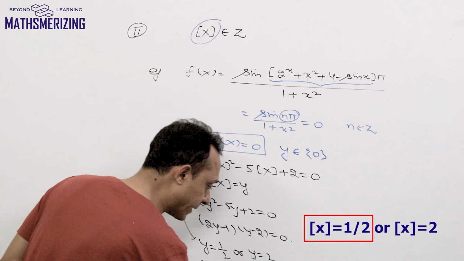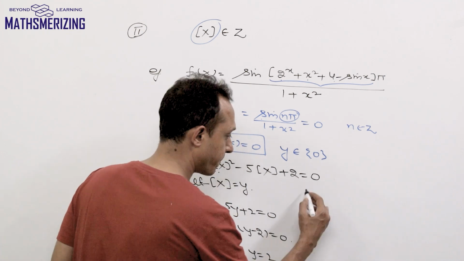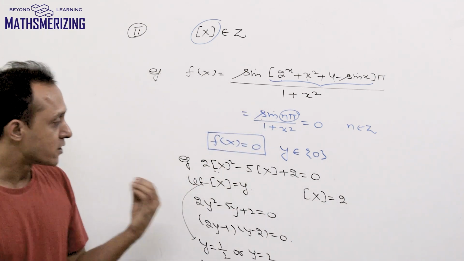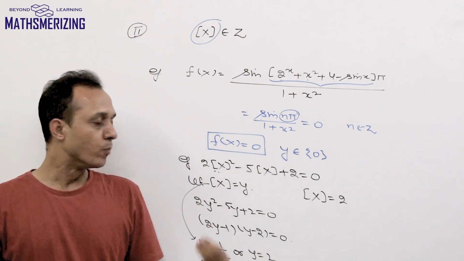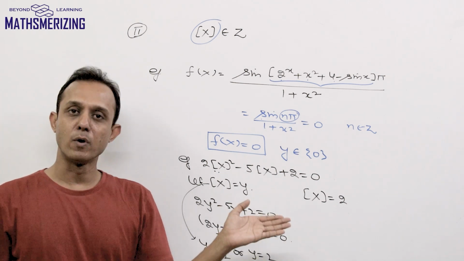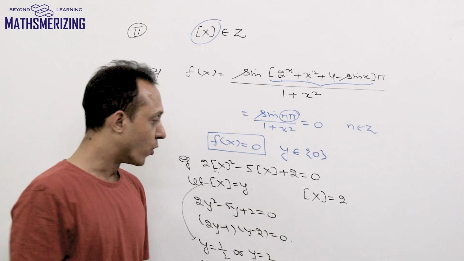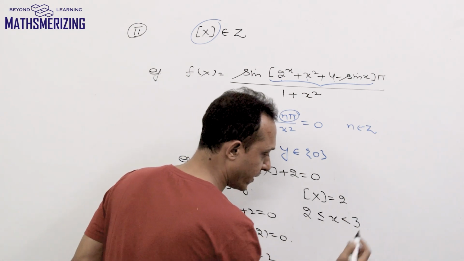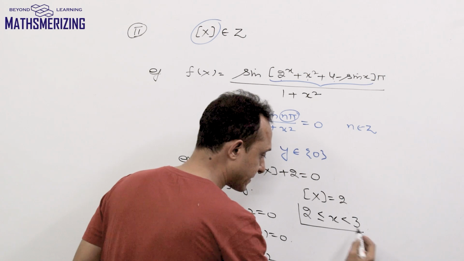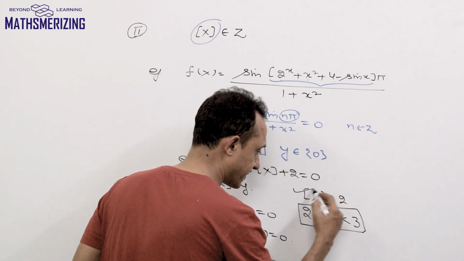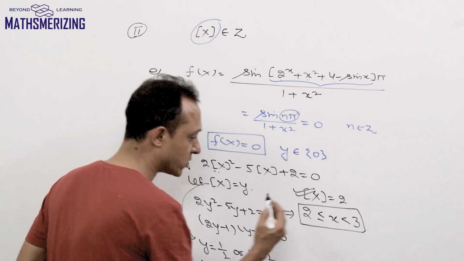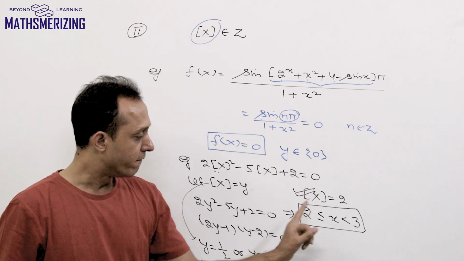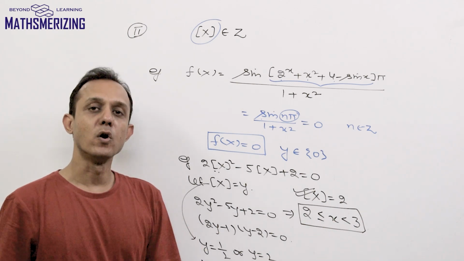Now, what about the greatest integral function of x being equal to 2? When is the greatest integral function of any number 2? For 2.01, it is 2; for 2.1, it is 2; for 2.2, it is 2. So what we know is, when x lies between 2 and 3, the value of the greatest integral function of x is 2. So in this case, the answer to this question is simply that the value of x should lie between 2 and 3, where 2 is included and 3 is not included.